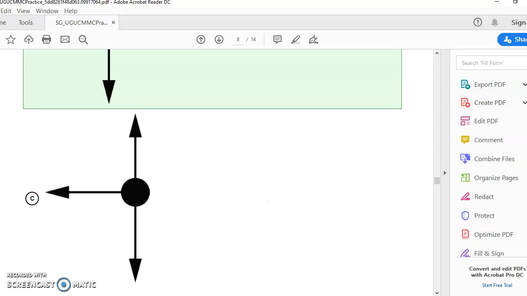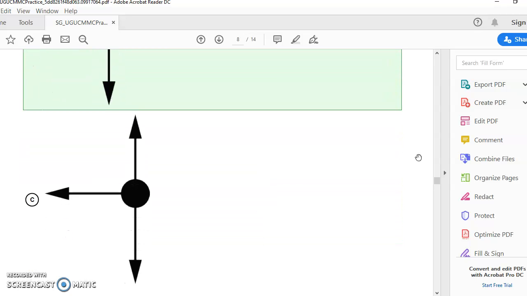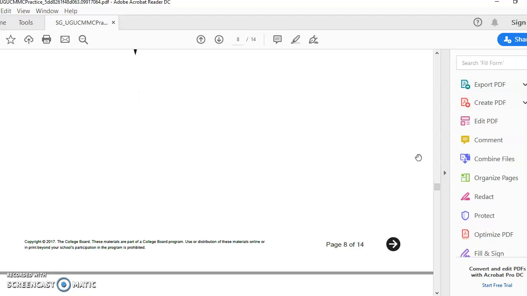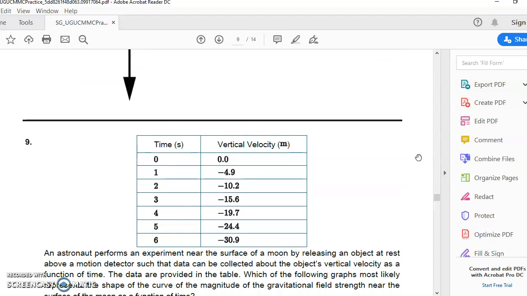C might be right if you broke this down into components, like if the top one was FTY and the left one was FTX, but I think that they didn't want you to look at it that way, so hopefully you knew that. And D is just extra wrong.